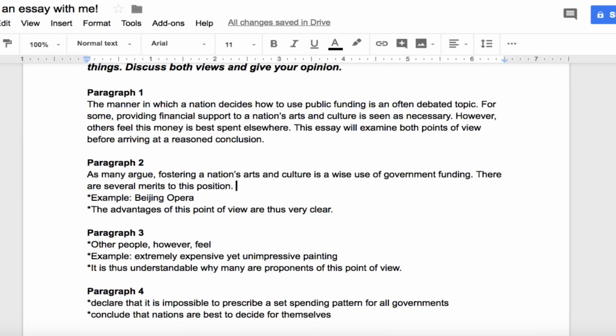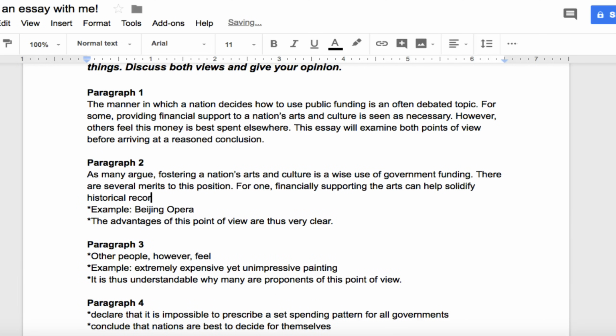So the first point is that funding the Beijing Opera and preserving it helps to promote the traditions of China, and it gives people sort of a historical window to look through into the traditions of the nation. So we could say something like, for one, financially supporting the arts can help establish or solidify maybe historical record and understanding. So for one, financially supporting the arts can help solidify historical record and understanding.